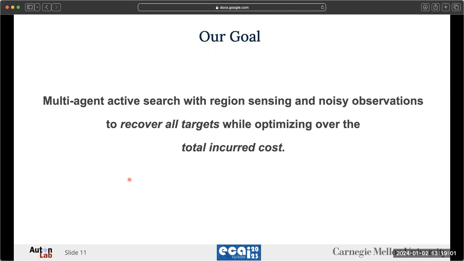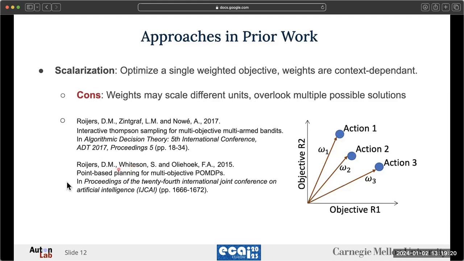So in our multi-agent active search setup, agents have to recover all the targets while optimizing the total incurred cost. This is a multi-objective optimization problem where the two objectives are the reward for identifying targets and the cost for the sensing actions taken to do so. Prior work in multi-objective optimization uses scalarization to form a single weighted optimization objective, but the weights are context dependent. They might scale different units or overlook multiple possible solutions.